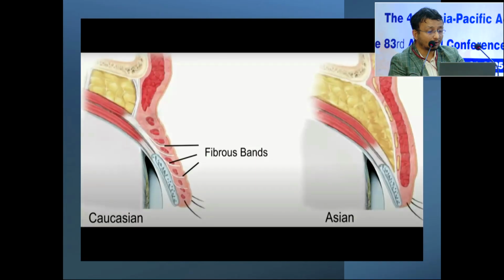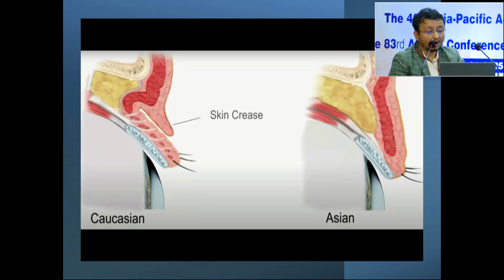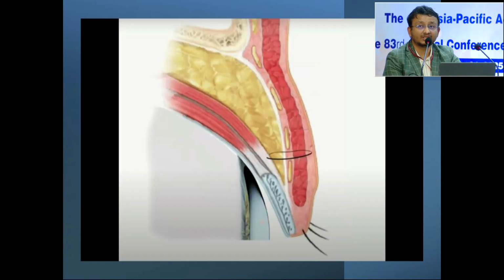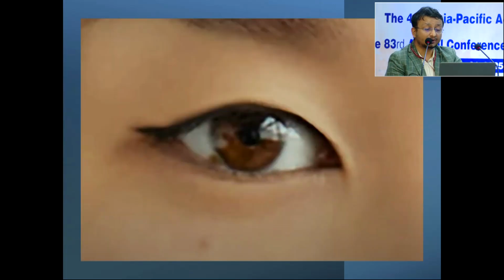In Caucasians, we have fibrous bands coming from the LPS to the skin, which cause the skin crease to form. So whenever the eyelid opens, the skin along with the tarsal plate goes up and forms a skin crease. However, in the Asian population, we lack that, and that doesn't happen. So we can artificially create it in Asian blepharoplasty using sutures.